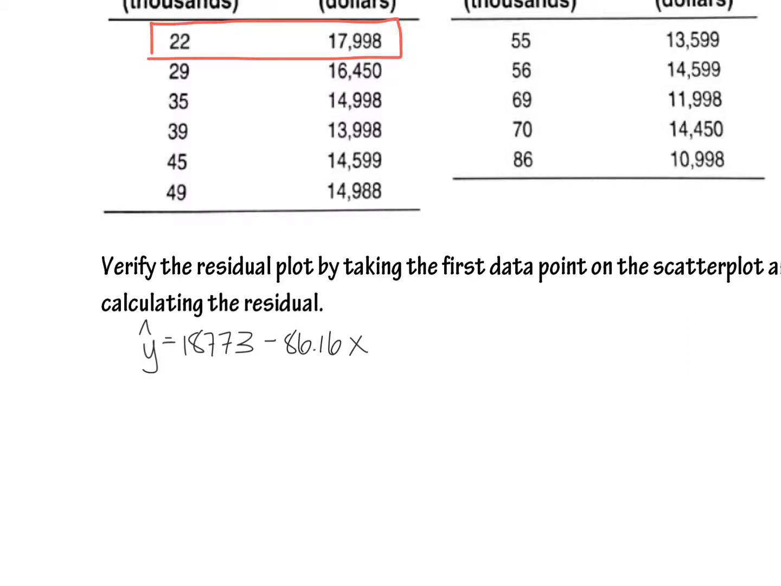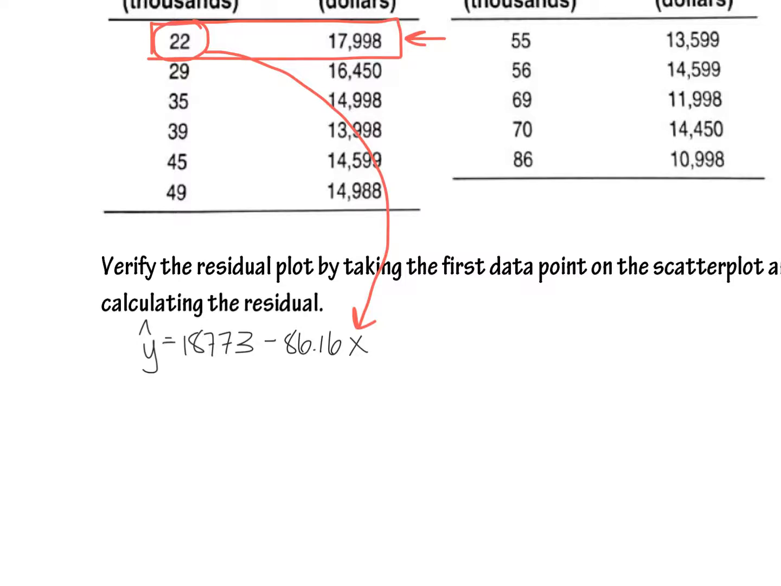So all we're doing here is taking our x value of 22, and what this data point represents right here, the 17,998, is the actual price that the car was sold for with 22,000 miles on it. And remember that this y hat is just our predicted price, so it's going to differ probably from this number a little bit. Let's figure out, first of all, how much it differs by.